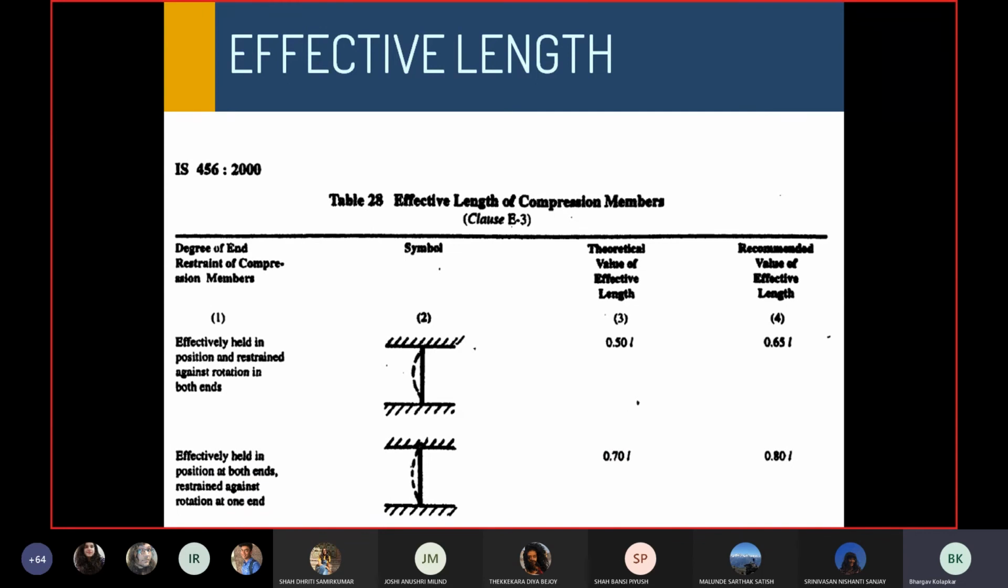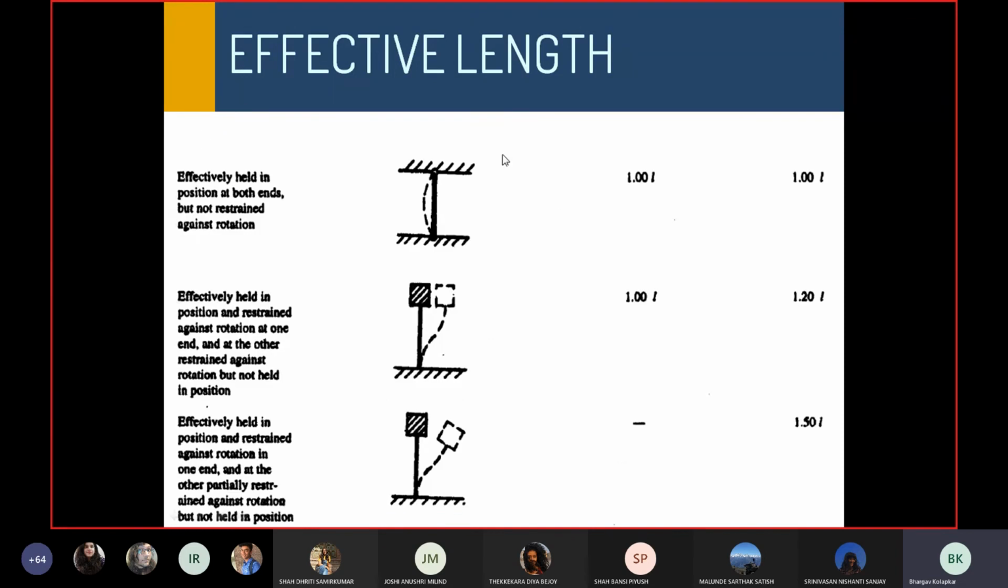but nonetheless, please remember the values of effective length. These are snapshots from the code. We might not want to get into all the data that has been given, but what is important is: if both the ends are fixed, the effective length is 0.65 times L. If one end is fixed and the other end is hinged, it is 0.8 times L. If both the ends are pinned, then it is 1L.